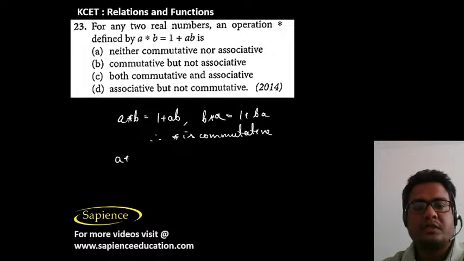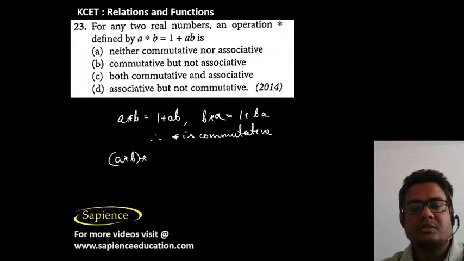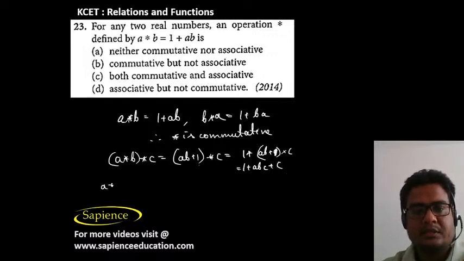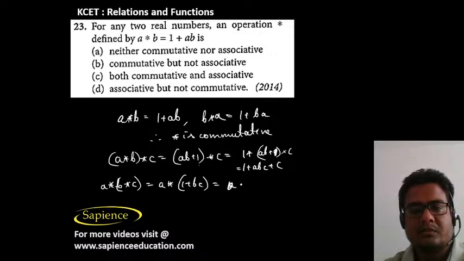And associative means (a star b) star c will be equal to (1 plus ab) star c. So that will be 1 plus ab plus 1 and ab plus 1 times c. That will be 1 plus abc plus c. And a star (b star c): b star c means 1 plus bc. So that will be 1 plus a into bc. That will be 1 plus a plus abc.